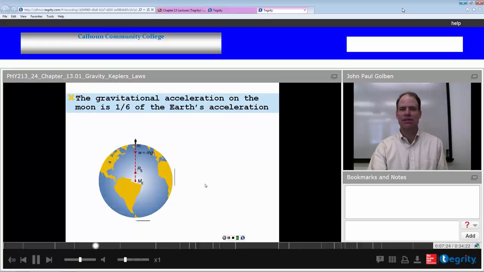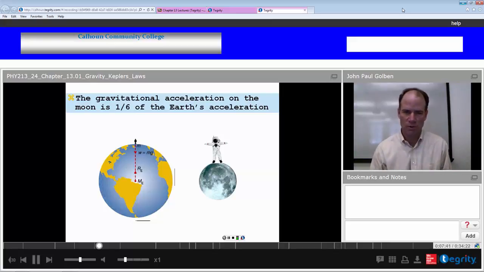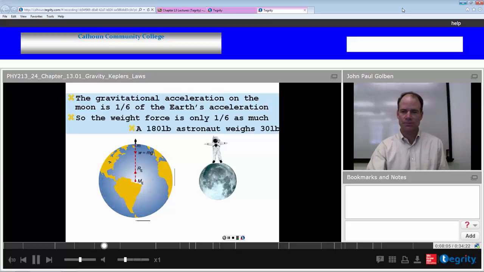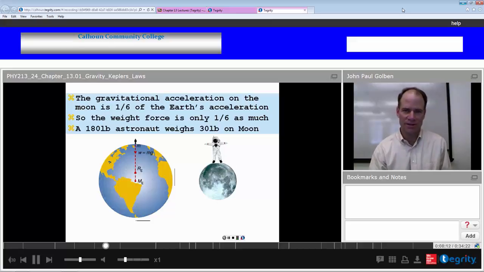The gravitational acceleration on the moon is 1/6 that of the Earth. So if you went to the moon, you would only feel like you weighed 1/6 as much, because the gravitational acceleration is 1/6 as much. Your mass is the same, but your weight would be only 1/6 as much. The moon is much smaller than the Earth. It's got a whole lot less mass, I think about 1/80th the mass, but you're closer to the moon's center, because the moon's radius is smaller. So there are mitigating things going on here that ultimately set the acceleration to be 1/6 that of the Earth. So if you weighed 180 pounds on the Earth, you would only weigh 30 pounds on the moon.